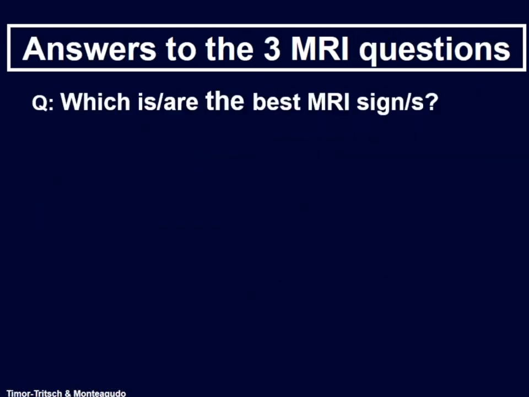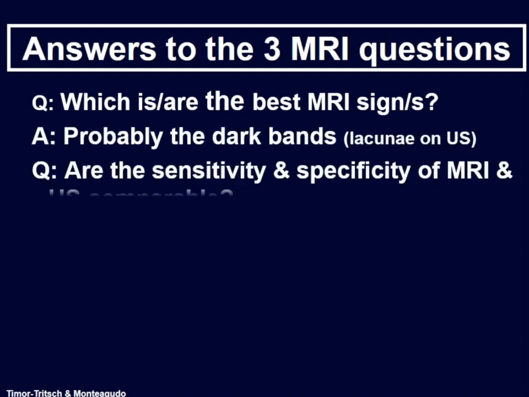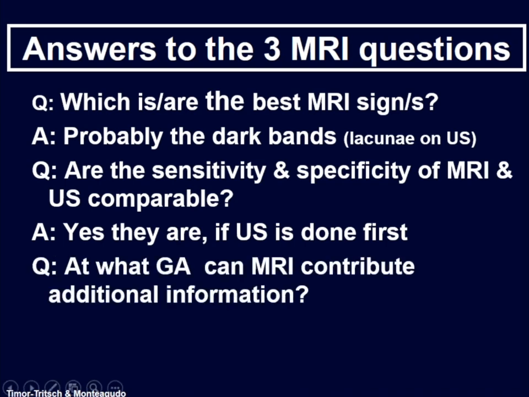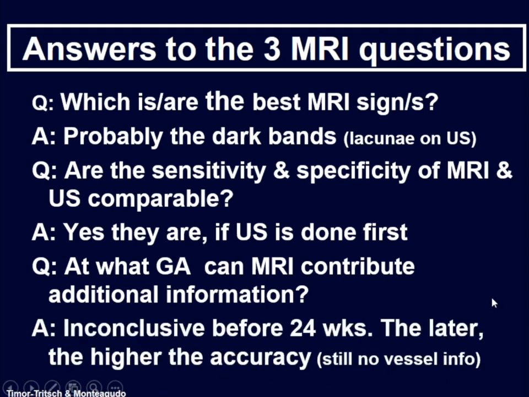So the answer to the 3 MRI questions: which are the best signs? Probably the dark bands. Sensitivity and specificity of MRI, is it comparable with that of ultrasound? Yes, they are, if ultrasound is done first. And at what gestational age can MRI contribute additional information? It is inconclusive before 24 weeks. The later, the higher the accuracy. And there is still no vessel information.